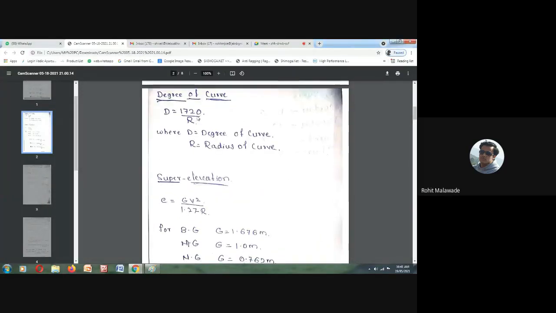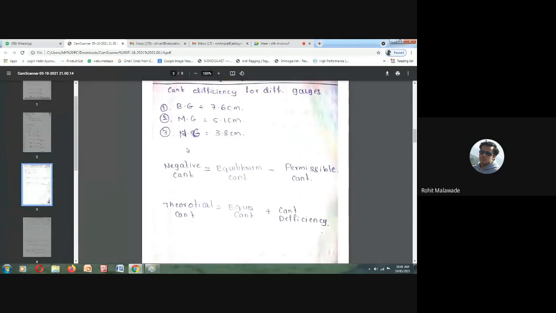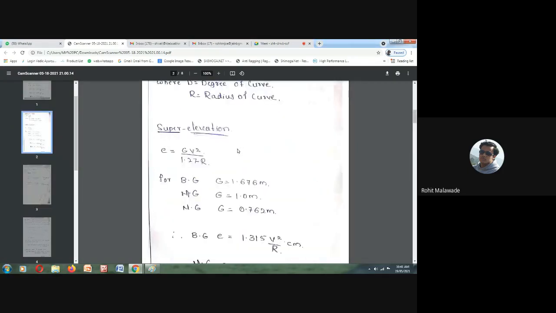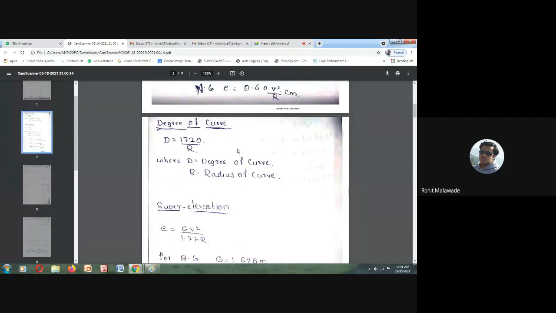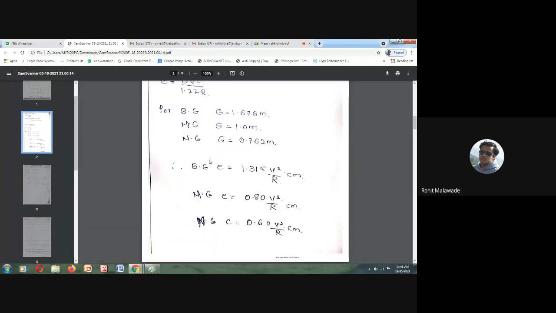I want D, I want E, right? I want the cant deficiency values and these two formulas in order to solve the problem. So radius degree D is equal to 1720 divided by R. Super elevation E is equal to GV square divided by 1.27 into R.